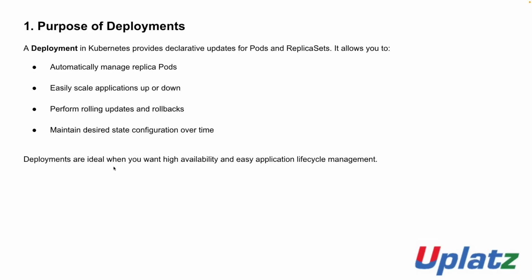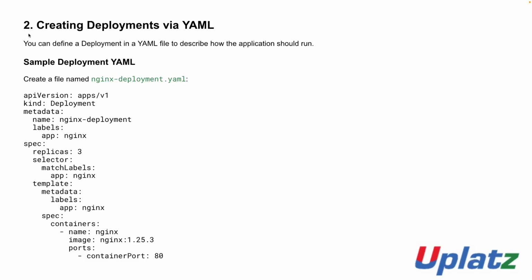Deployments are ideal when you want high availability and easy application lifecycle management. Number two, creating deployments via YAML. You can define a deployment in a YAML file to describe how the application should run.